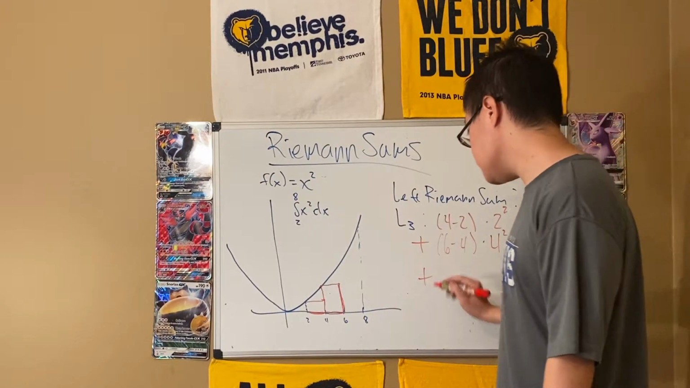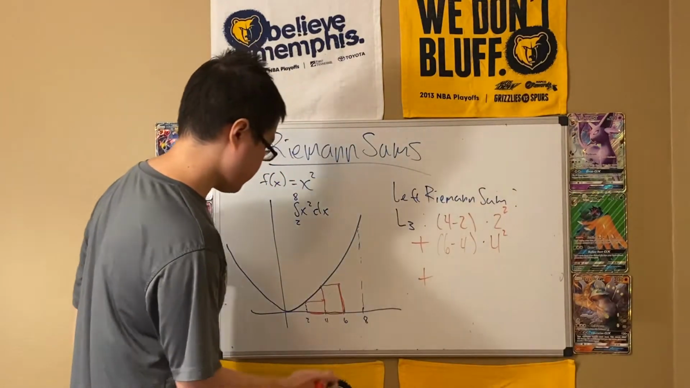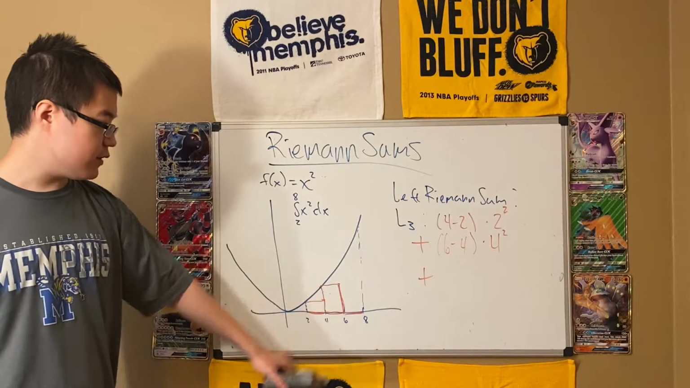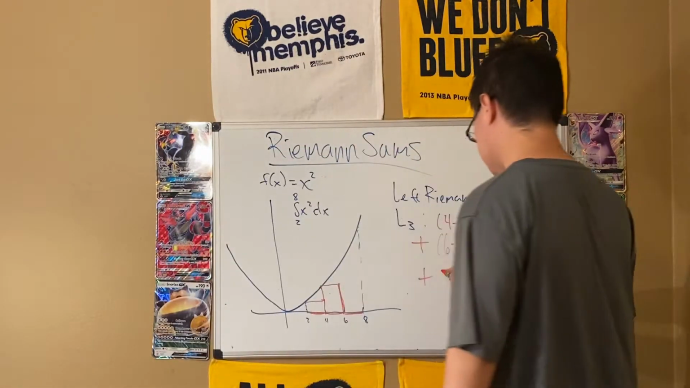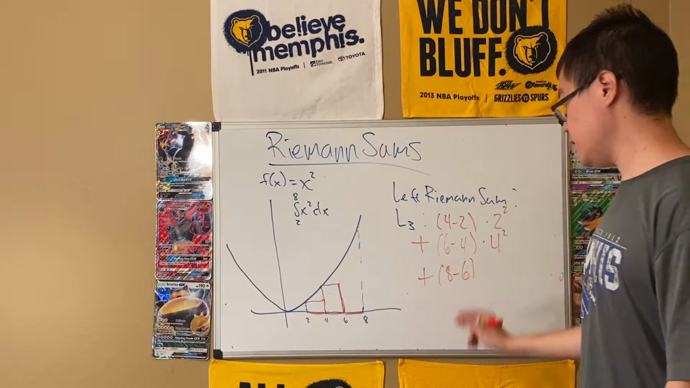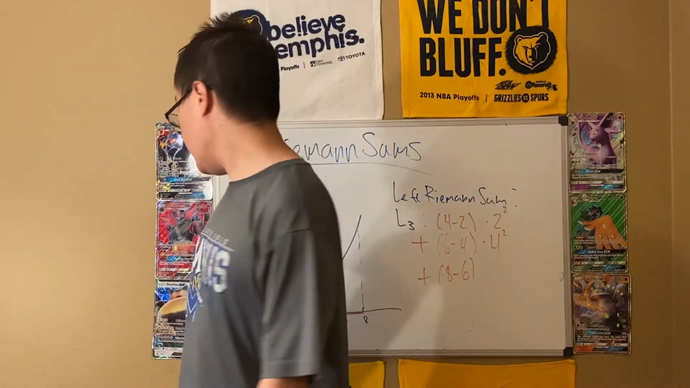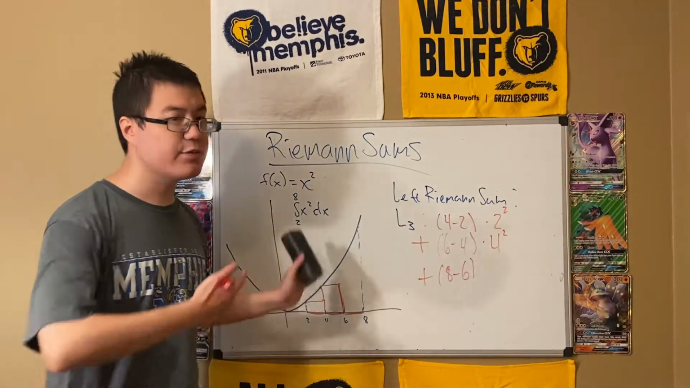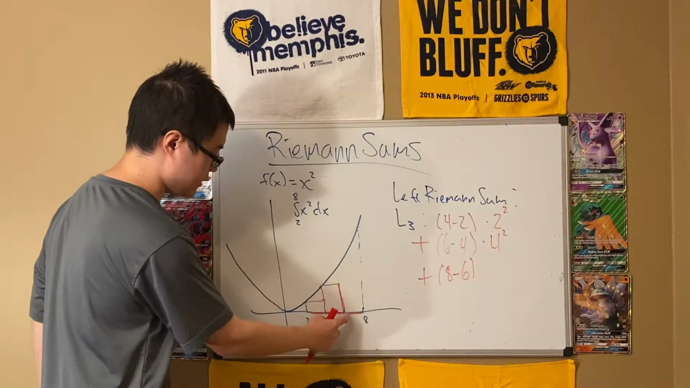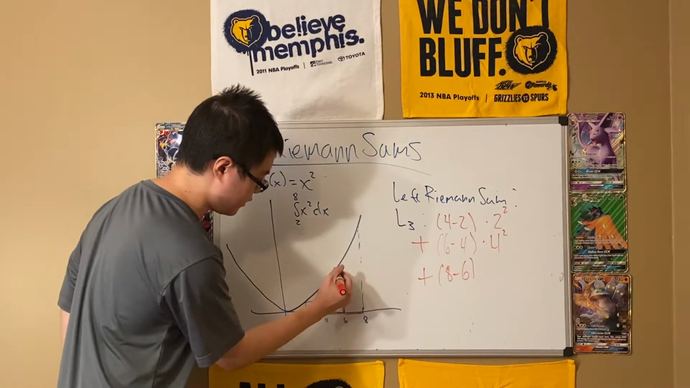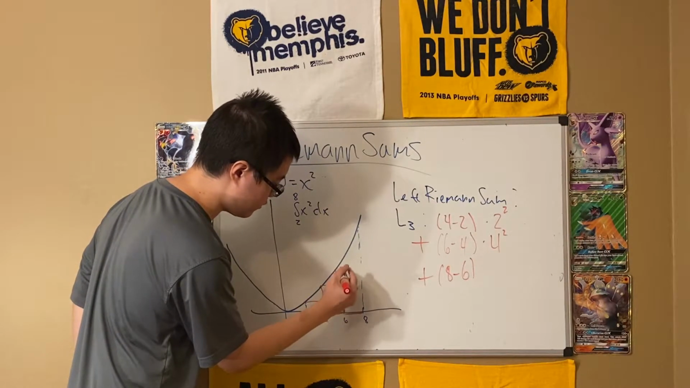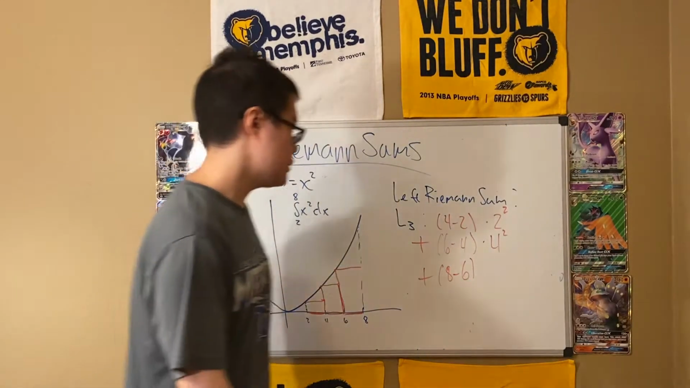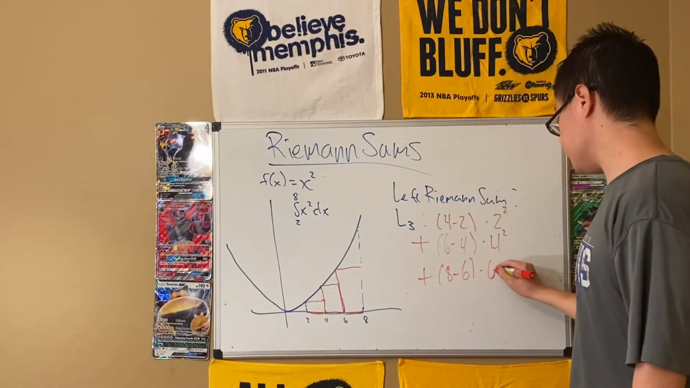So let's do our last little guy. Our last guy is going to be 6 to 8. So that's going to be the base of this rectangle, 8 minus 6. And then for the height of this rectangle, again, because we're doing left Riemann sum throughout this question, we're going to plug in 6 into our function. That's going to be determining the height of our rectangle. It's going to be this tall, 6 squared, so it's going to be times 6 squared.